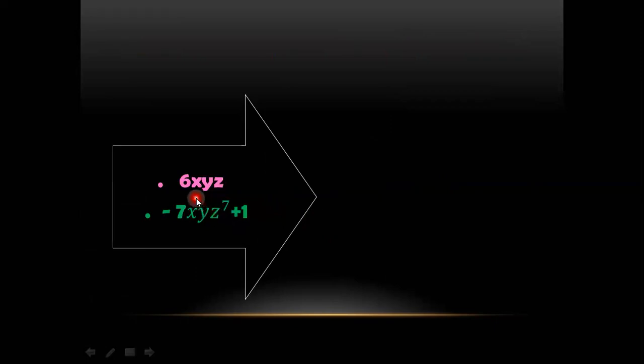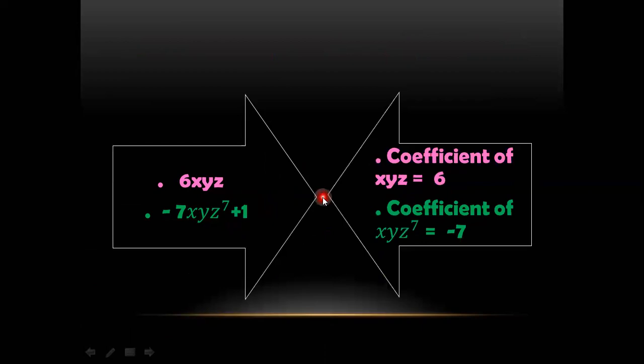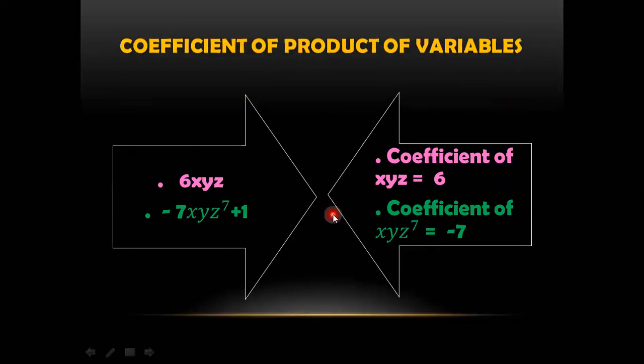If I ask you what is the coefficient of xyz in this term, 6xyz, and what is the coefficient of xyz^7 in minus 7xyz^7, what should be your answer? It must be like this. The coefficient of xyz is 6 and the coefficient of xyz^7 is minus 7, right? So it is a case of coefficient of a product of variables. In the previous case, what did we see? Coefficient of a variable, and here we are seeing the coefficient of a product of variables.